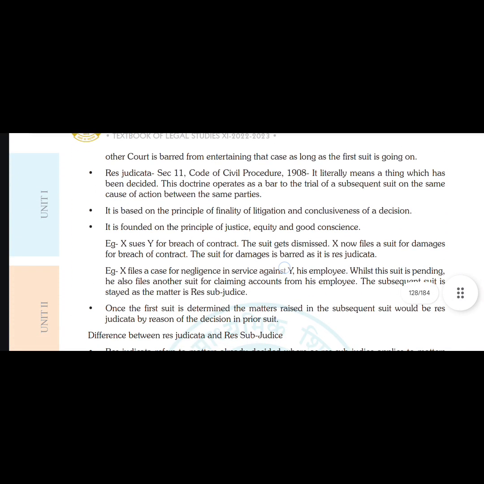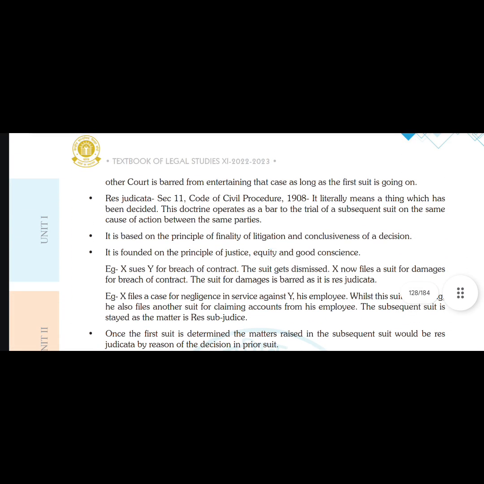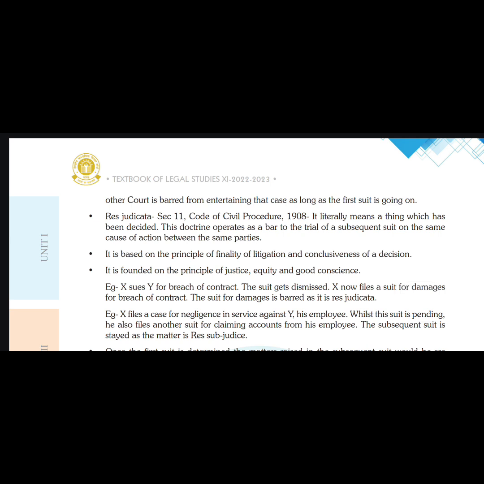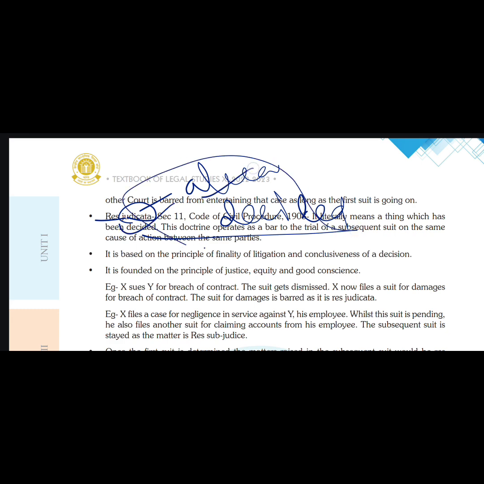Now you come on to res judicata, that is section 11. Again, res means thing and judicata means already decided. So this is the meaning of this term, thing already decided. Now what is the thing? A dispute. Now if a thing is already decided and for the same thing you are again filing in a different court or in the same court for that matter, now what will happen?